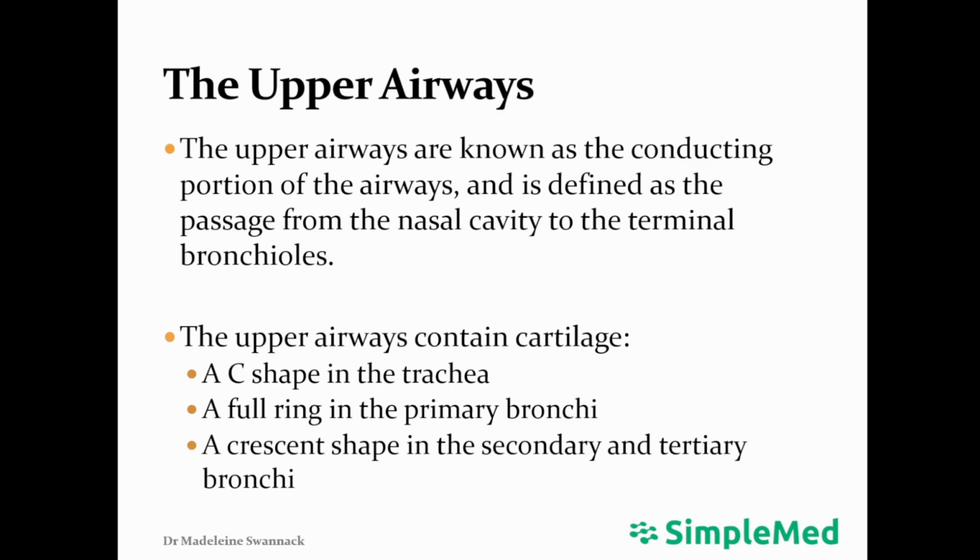The trachea is lined with cartilage in a C shape, and the presence of this cartilage ensures that the trachea remains open during the negative pressure that occurs within the chest cavity during normal breathing. The cartilage is in a C shape so that food boluses can pass down the esophagus, which sits directly behind the trachea, without scraping down the cartilage. The cartilage changes shape in the primary bronchi to a full ring, and changes again to a crescent-shaped structure in the secondary and tertiary bronchi.